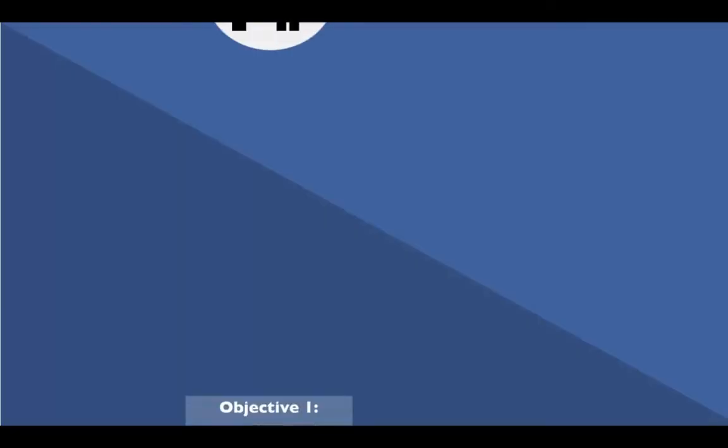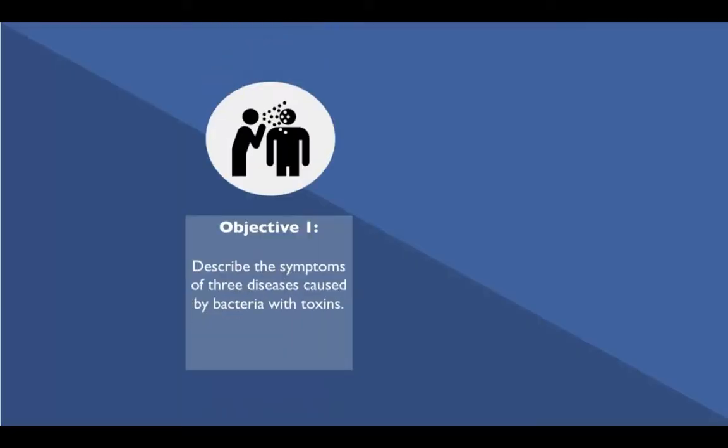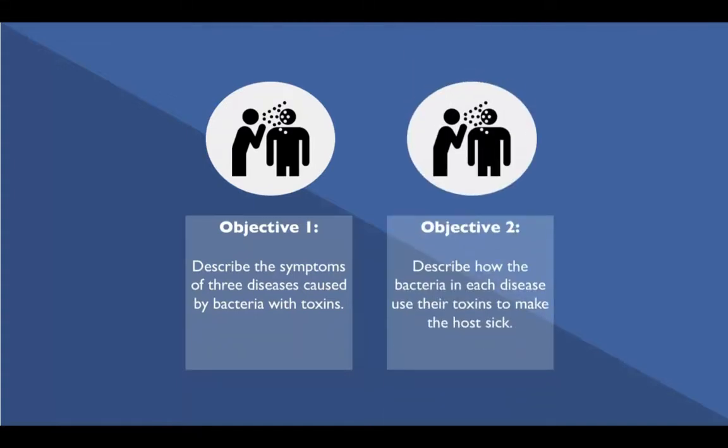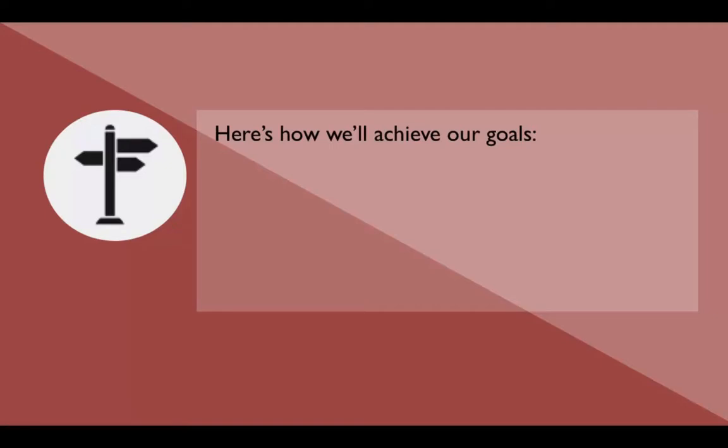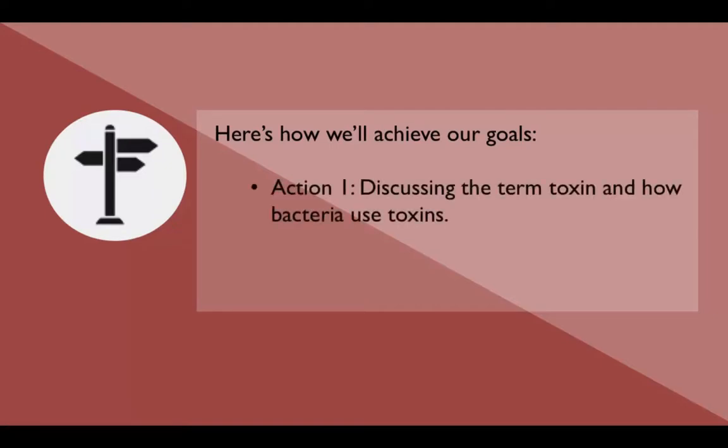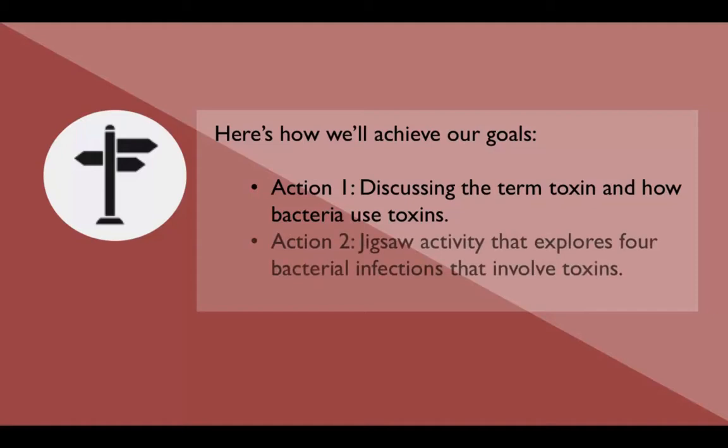At the end of the lesson, the students should be able to describe the symptoms of 3 diseases caused by bacteria with toxins, and describe how the bacteria in each disease use their toxins to make the host sick. We will achieve these goals by discussing the term toxin and how bacteria use toxins, and with a jigsaw activity that explores 4 bacterial infections that involve toxins. We will see that in some cases, the toxin is the sole contributor to host damage, symptoms, and disease.